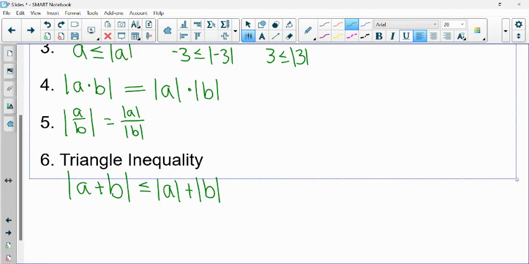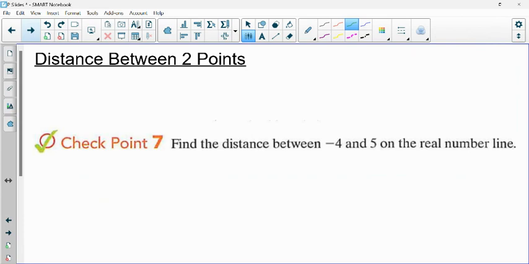All right, we got two last things and then you have some time to work. All right, the distance between 2 points. When they're giving you two x values, you're just going to subtract those. So the points are A and B. You can do A minus B and take the absolute value of that, or you could do the absolute value of B minus A. They're going to be the same thing.